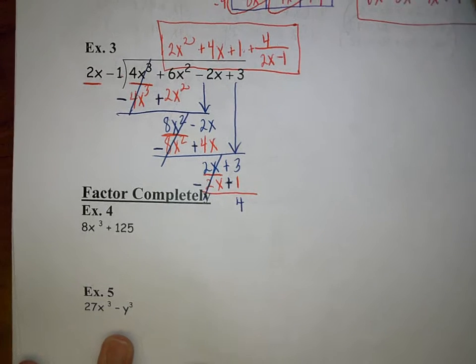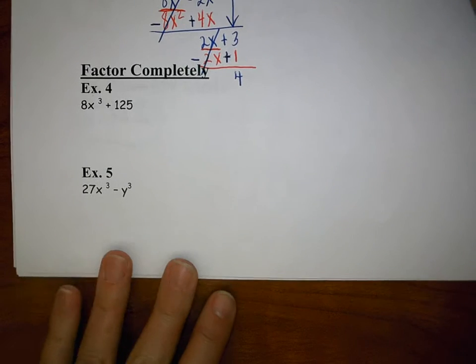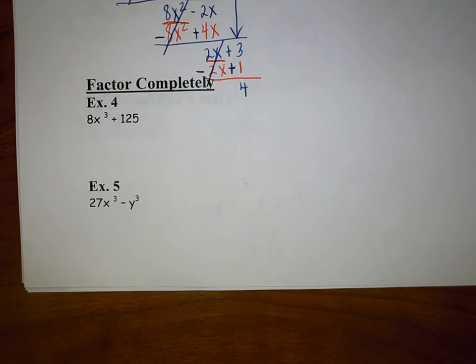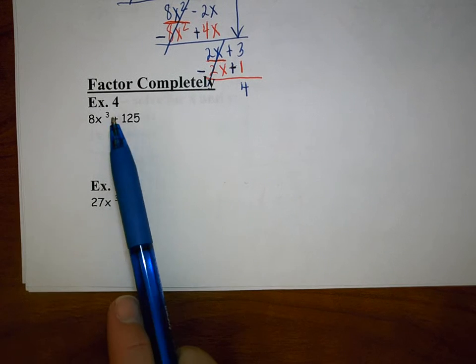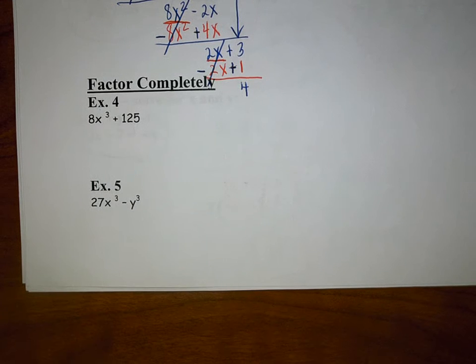Example 4. It says to factor completely. Whenever you're factoring, what's the first thing you should always check for? Is there a GCF there? No. There is not a GCF. But I do notice this is a cube. Okay, so we are going to try to factor using cubes.